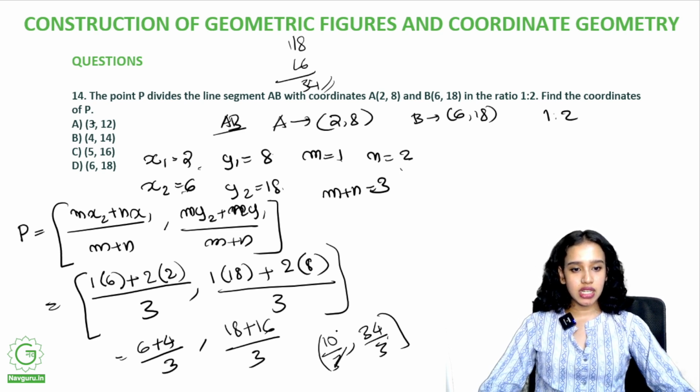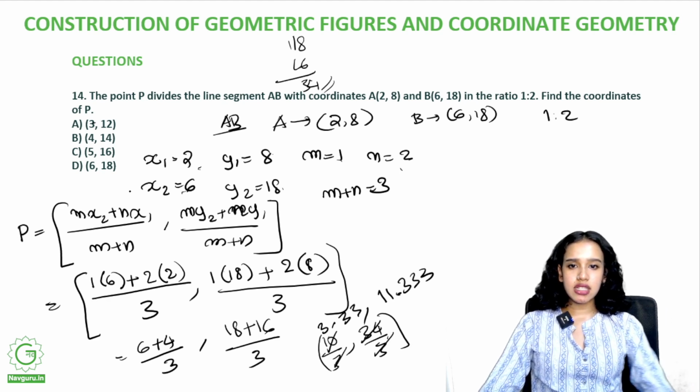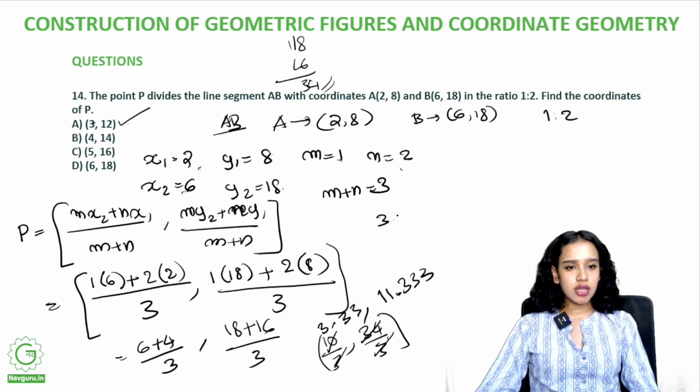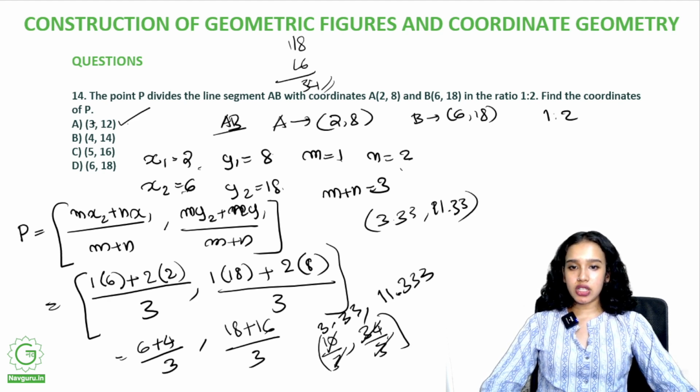If we are simplifying, we'll get 3.333, and when we are simplifying the other one, we'll get 11.333. So the closest answer here is 3 and 12, right? But the right answer is 3.33 and 11.33. This is the answer. Now let's move on to the next question.